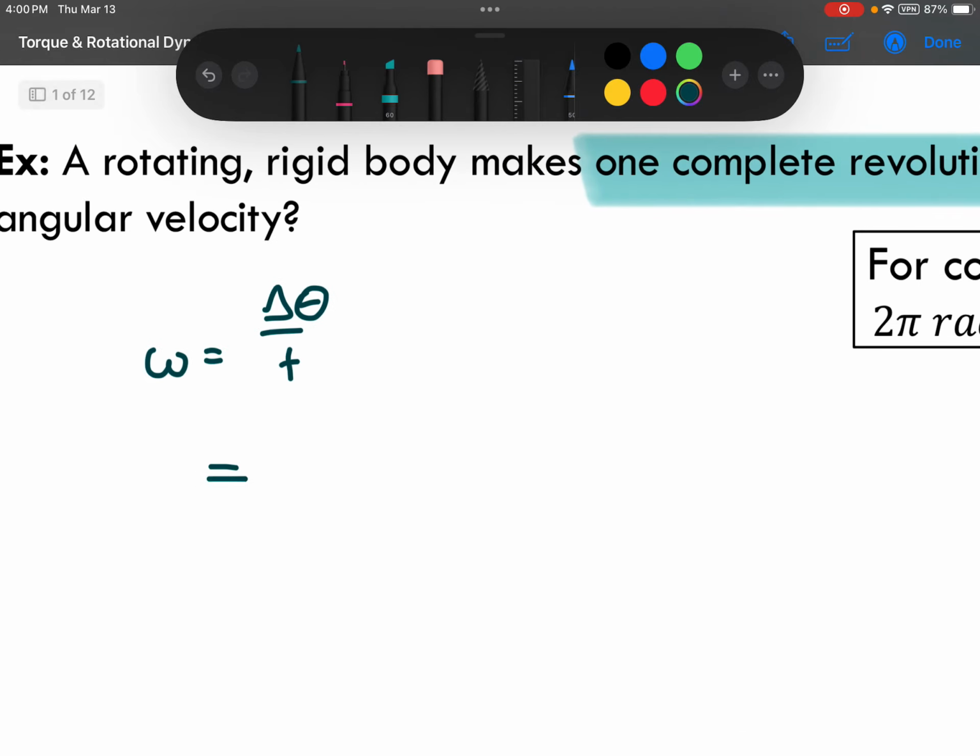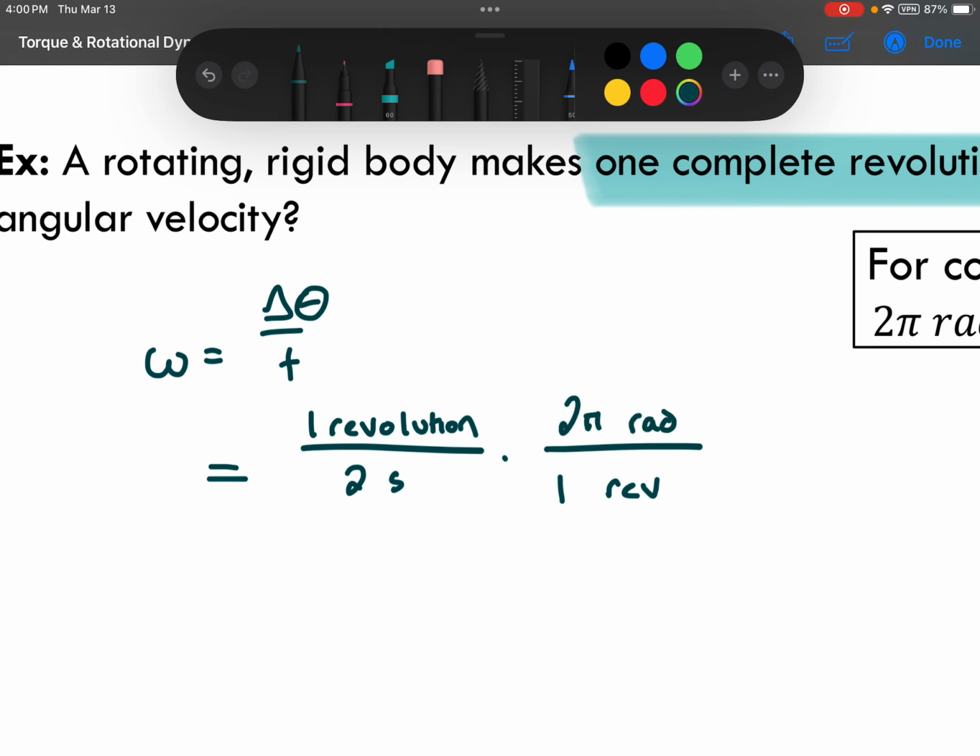So with what we're given in the problem, it was 1 revolution in 2 seconds, but we can go ahead and convert revolutions to radians. I'm going to use this train track idea. So 1 revolution is the same thing as 2 pi radians. We just multiply by 2 pi, and our 2's cancel out, and we are left with pi radians per second. And so that is our angular velocity for this problem.